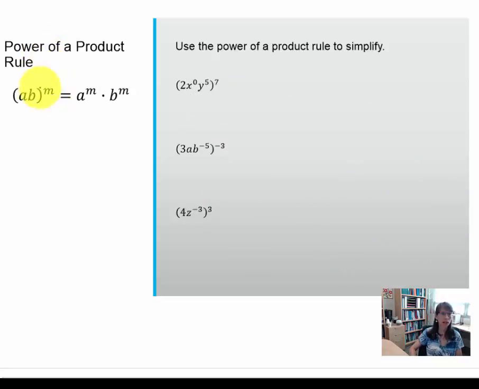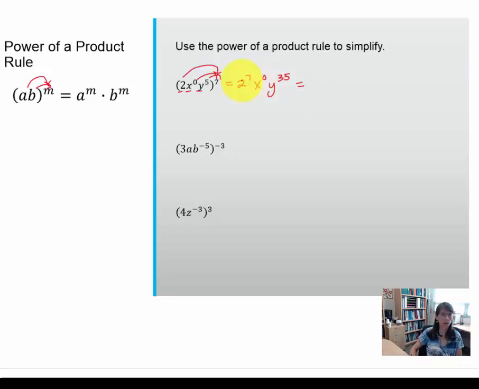With the power of a product, we have more than one base being raised to a power. So each base individually is raised to the power. In our first example, we have a base of 2, base of x, base of y. So don't forget that the numerical coefficient also has to be raised to the power. So we would have 2 to the 7th. X to the 0 times 7 is still 0. And then y to the 5 times 7 would make 35.